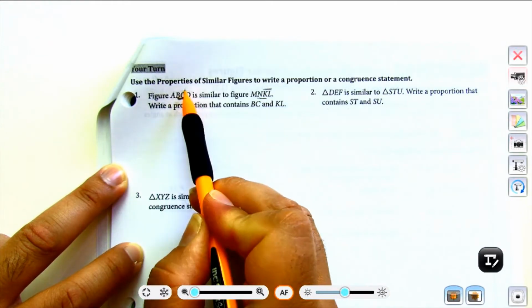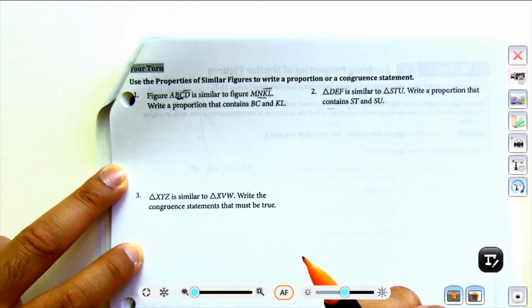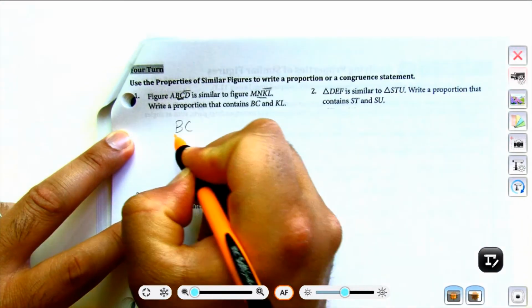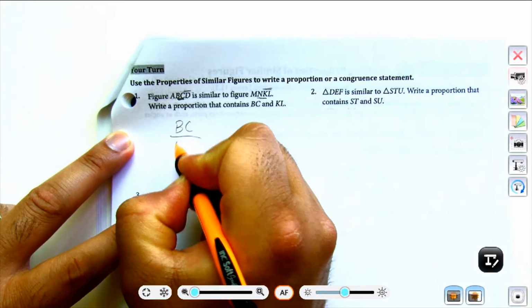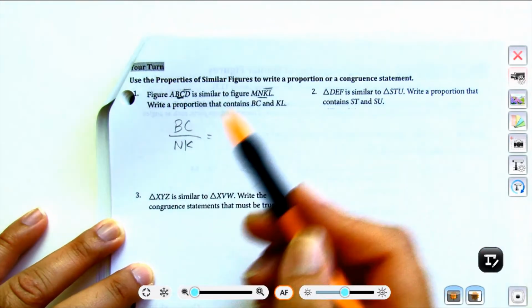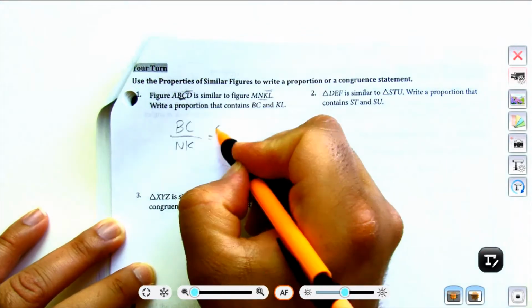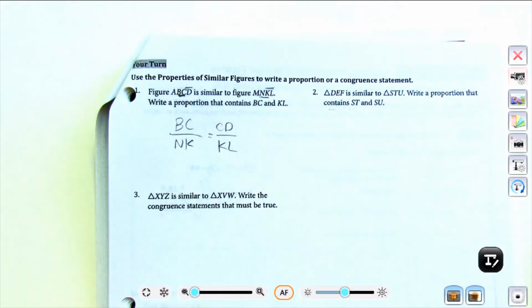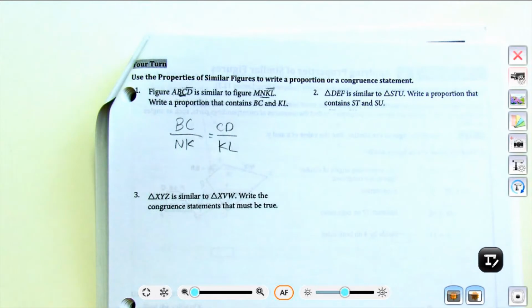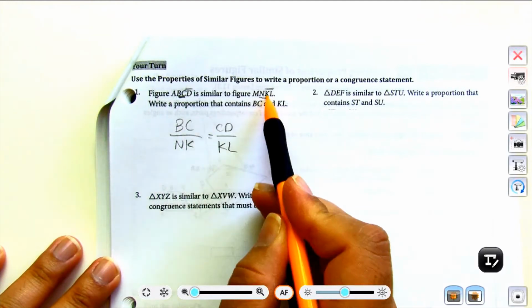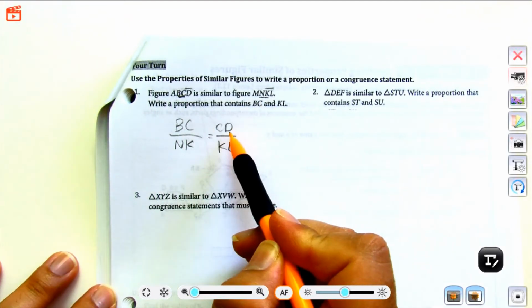So what I'm going to write is BC over NK is equal to CD over KL. So these were the two letters in the middle, BC and NK. These were the last letters, CD and KL.